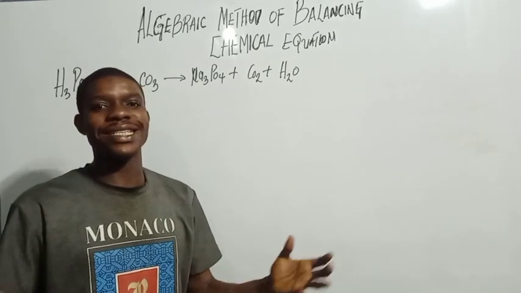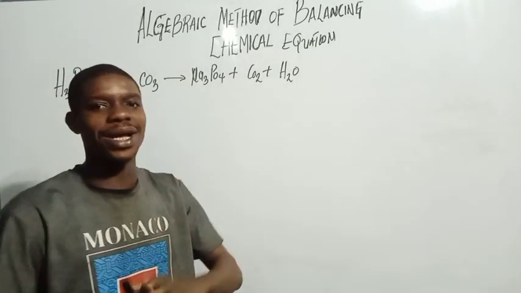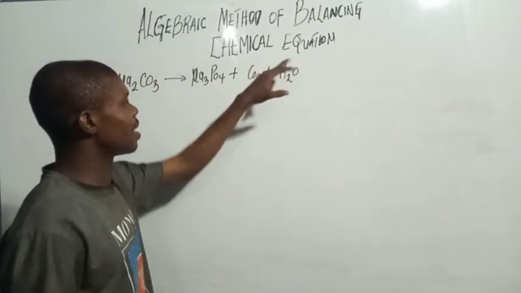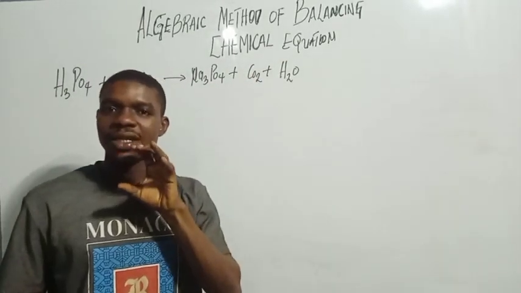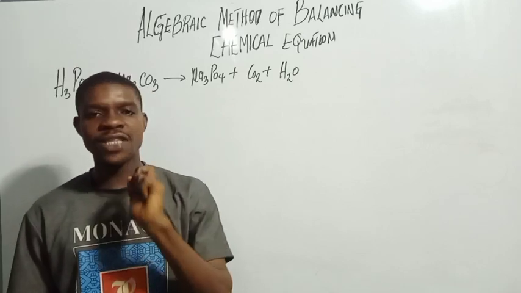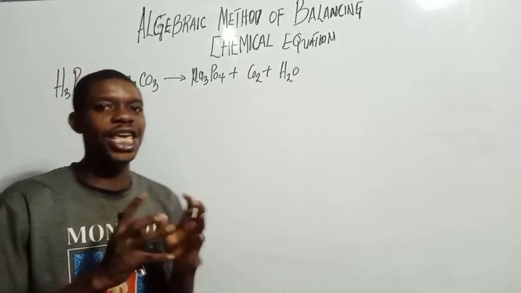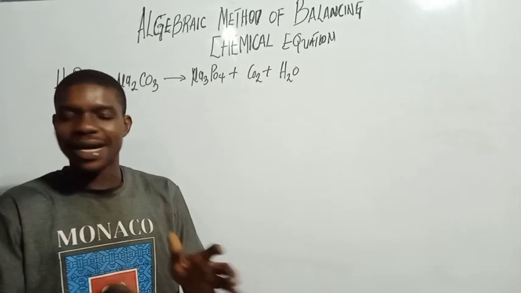So let's look at one interesting topic in chemistry that gives a lot of students challenges. It's called the algebraic method of balancing chemical equations. You really need to stick to the end of this video because there are some chemical reactions which your normal expression method can't balance.